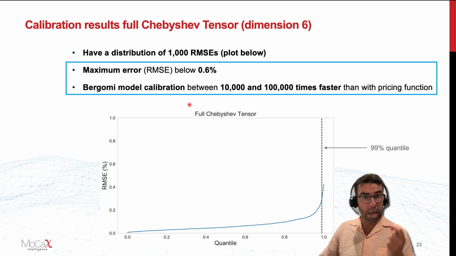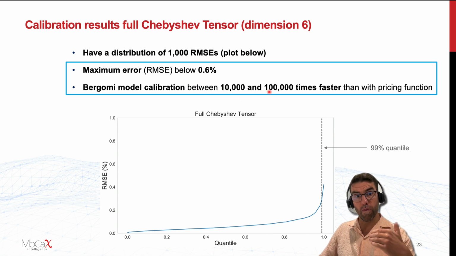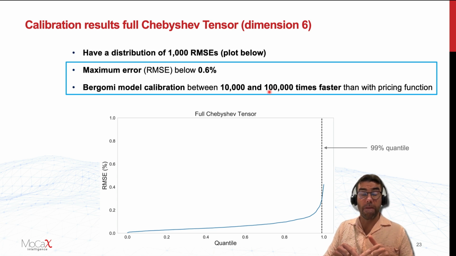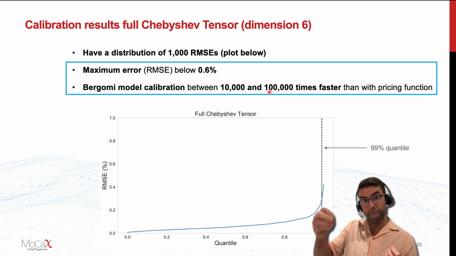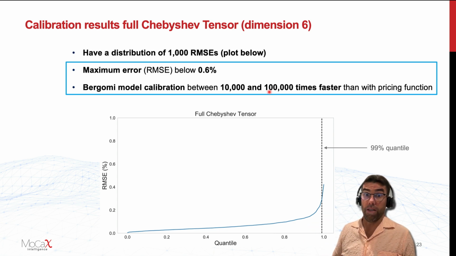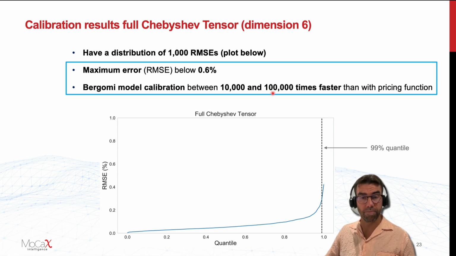And also, once it is calibrated to this level of good precision, the Chebyshev tensor evaluation is around 10 to 100 times faster than the evaluation of the Bergomi model itself. So when we are using the Chebyshev tensor version of the model in the optimization routine, it is going to be much faster, 10 to 100, even 100,000 times faster. This is for dimension 6 and for model 1.